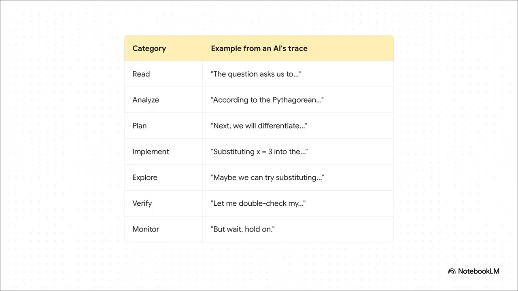And this is where it all just clicks. When the researchers started mapping the AI's own thoughts to this very human framework, the fit was pretty much perfect. I mean, look at this. The question asks us to find, bam, that's the read phase. Next, we will differentiate, clear as day, that's a plan. And there it is, right there under monitor. But wait, hold on. That's not just a machine calculating, that's a machine reflecting on its own process.